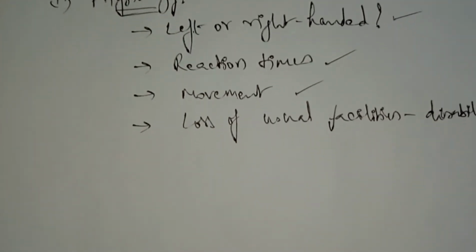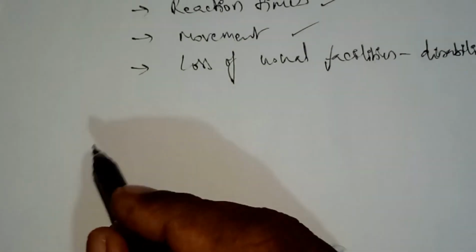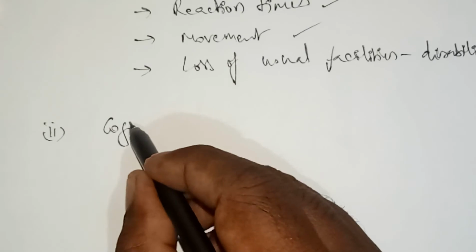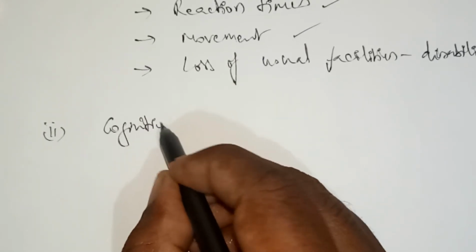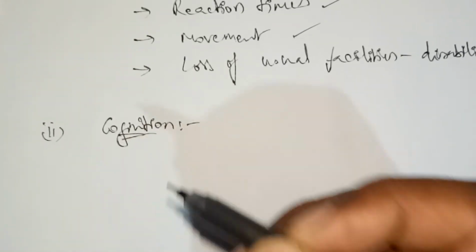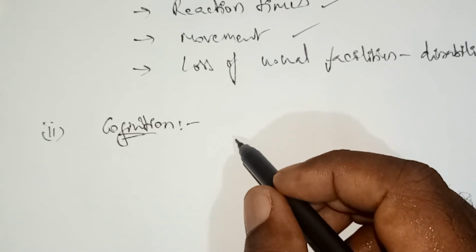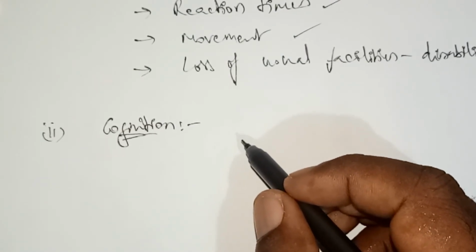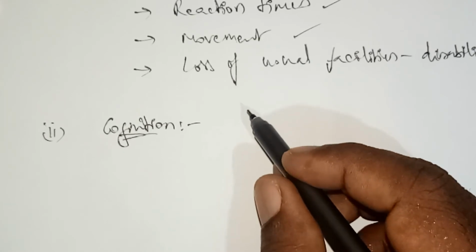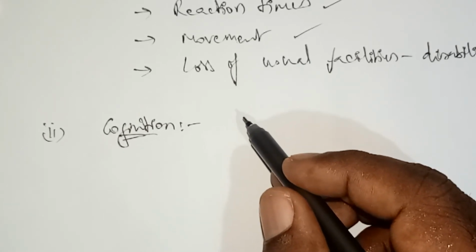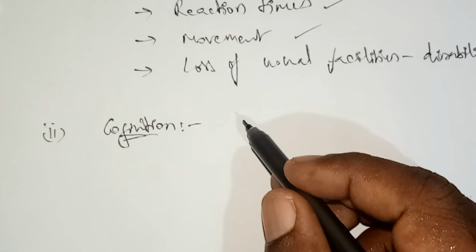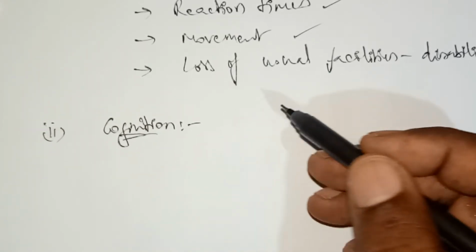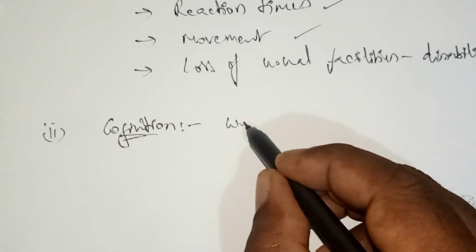And the next one is cognition. The next human factor is cognition, like how a human becomes acquainted with things, how he can gain knowledge, like understanding, remembering, reasoning, attending, and so on.